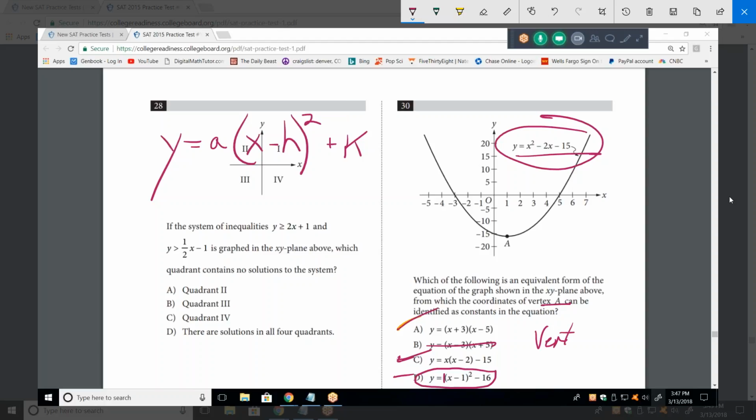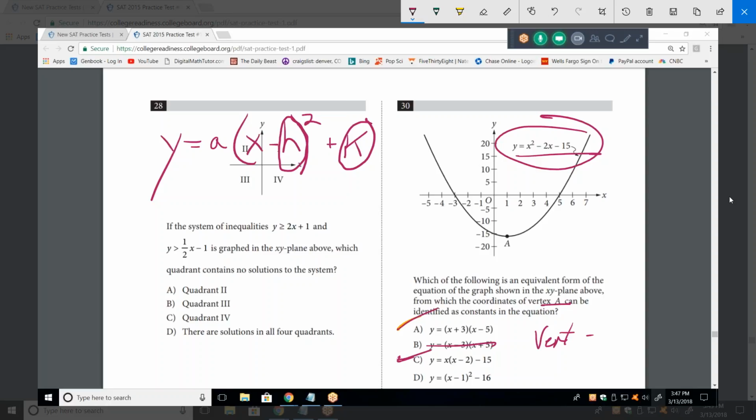It's D. D is in vertex format. Remember the format: h is the x coordinate of the vertex, and k is the y coordinate of the vertex. So if D is the only one that's in vertex format, what is the vertex? Well, that answers it, but I want you to tell me where the vertex is.